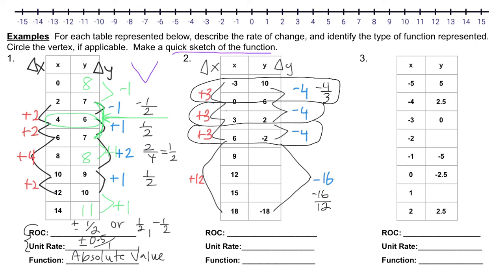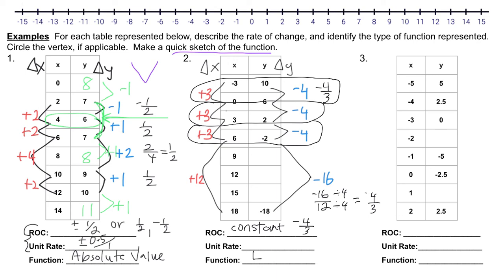And then I have the 1 down here of -16 over 12. This can be reduced. Both 16 and 12 are divisible by 4. So if I divide the top and bottom by 4, -16 divided by 4 is -4, and 12 divided by 4 is 3. So you can see that it does match up here. So I really have only one rate of change, and it is constant in my table.